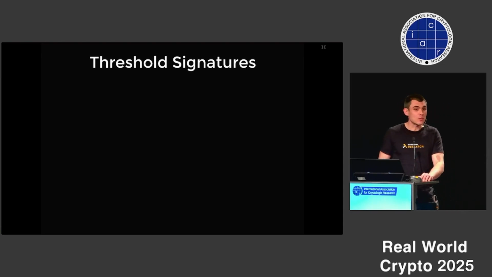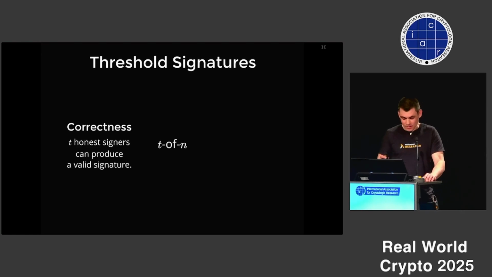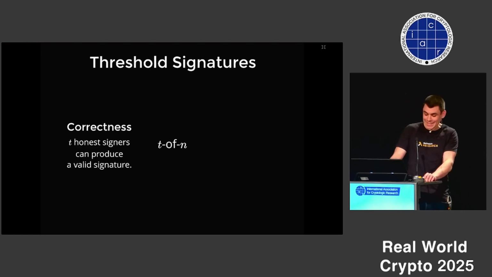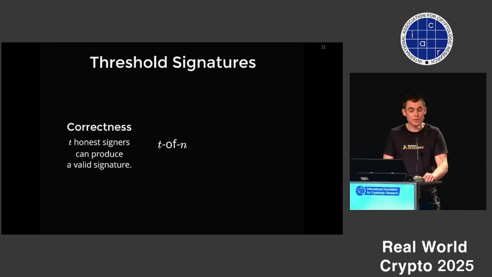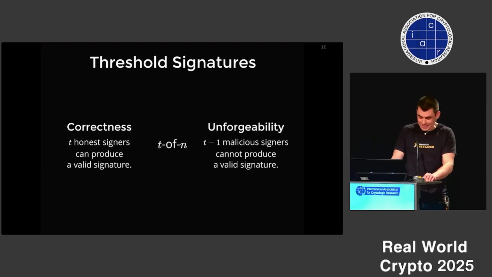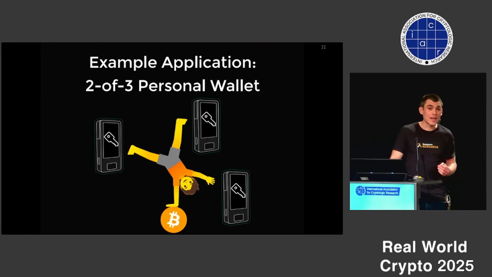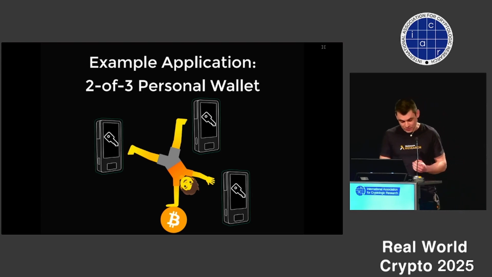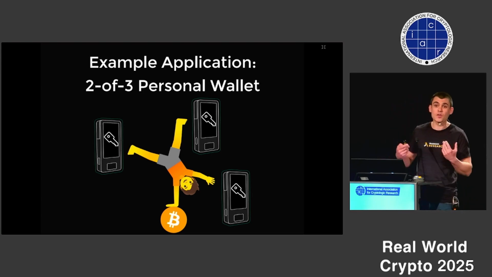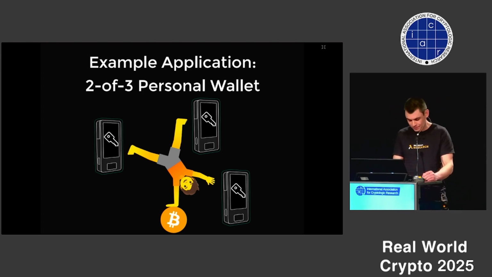First, let's briefly recall what threshold signatures are. In a T of n threshold signature scheme, any T signers out of a set of n signers can collaboratively produce a valid signature. And importantly, T-1 signers should not be able to produce a signature. The primary application we are interested in is in the Bitcoin space, and there is quite a range of applications.